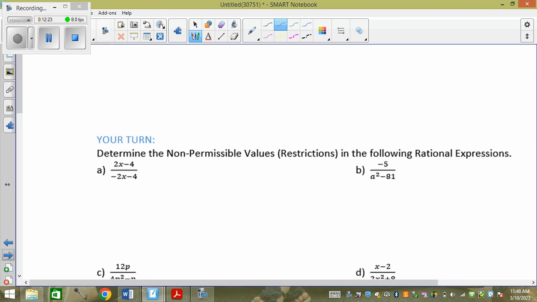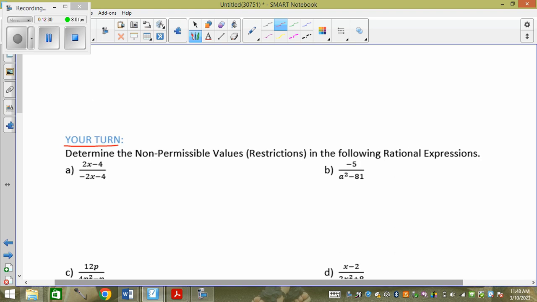Whoa, what does this one say? Your turn. What do you think it is? Okay, cool. Try it out.